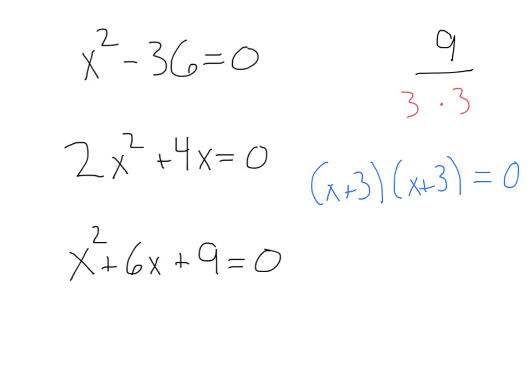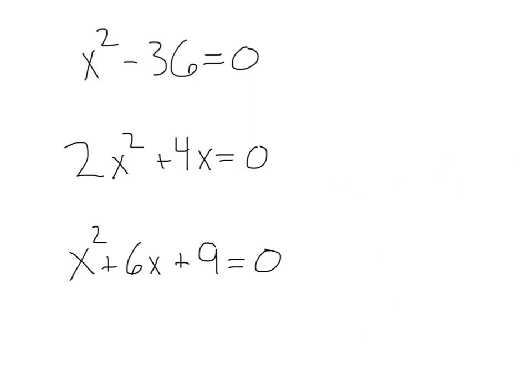Now, notice I have the same factor here, so I'm only going to have to write x plus 3 equals 0 one time, because these are the same factors, so no need to write it twice. And if I solve from there, I'm going to get x equals negative 3.